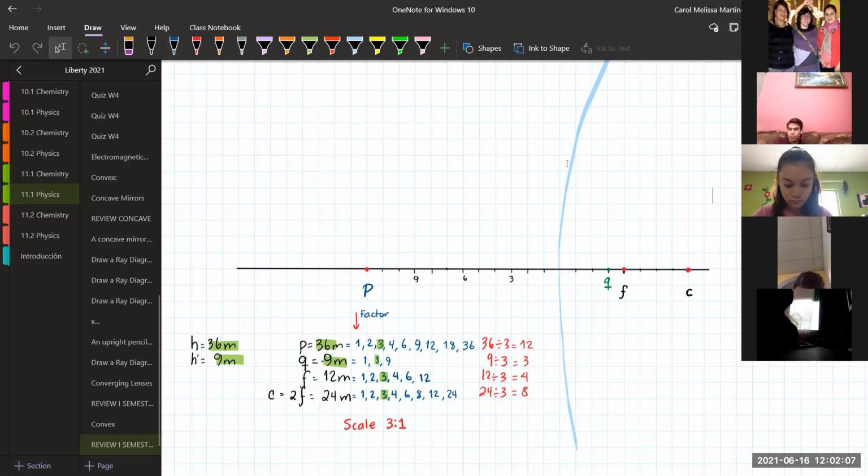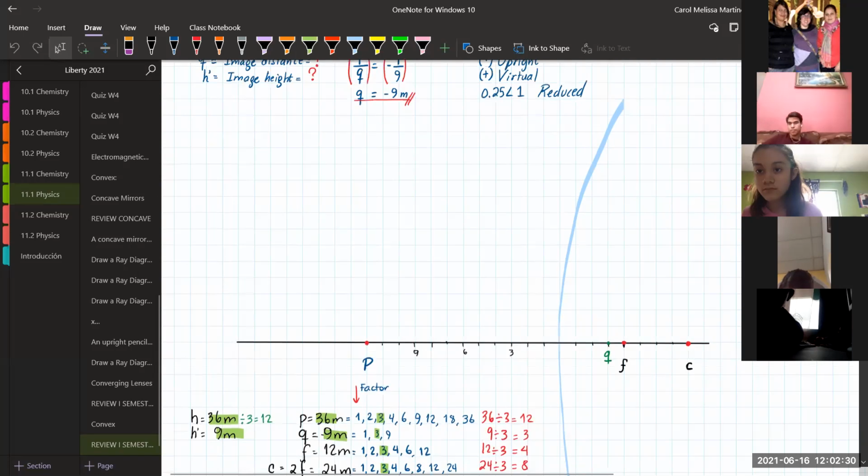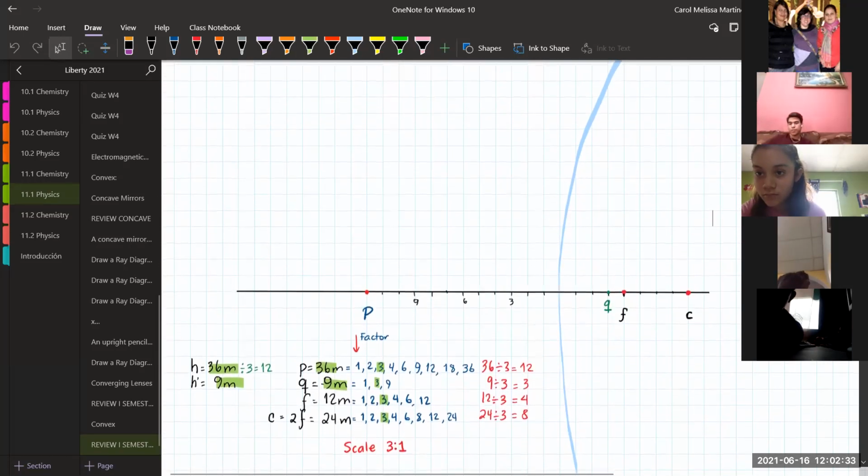Now, what I know about the jellyfish. The jellyfish has a height of 36 meters. Remember, we use the scale, we divide by 3, and we obtain 12 units. That means that the height of my jellyfish in this sketch is going to measure only 12 units. So, my jellyfish has 1, 2, 3, 4, 5, 6, 7, 8, 9, 10, 11, 12. So that is the height of my jellyfish.